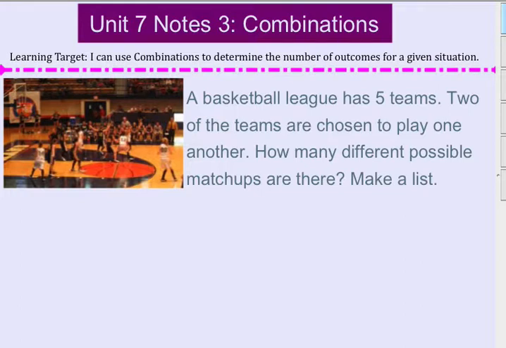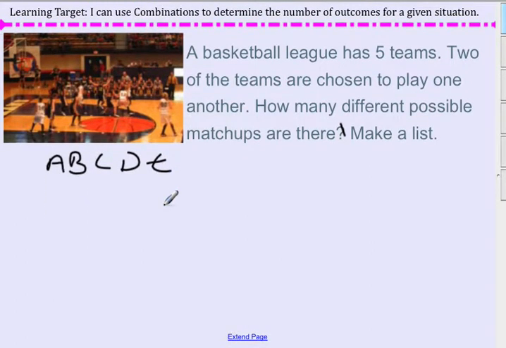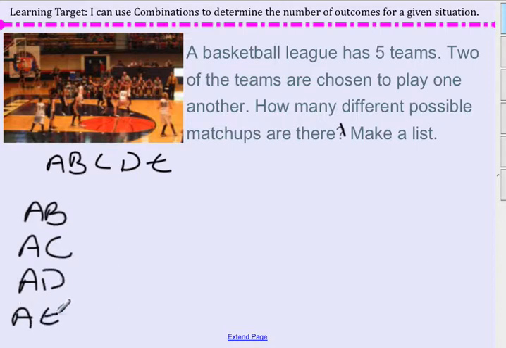The basketball league has 5 teams, okay? So 2 of these teams are chosen to play, and now how many different matchups are possible? So let's call the teams A, B, C, D, and E. I know, really super creative names. So Team A could play Team B, Team A could play Team C, Team A could play Team D, or Team A could play Team E.